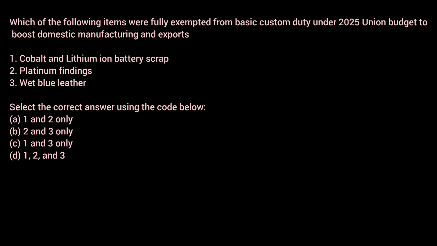Which of the following items were fully exempted from basic customs duty under the 2025 Union Budget to boost domestic manufacturing and exports? 1. Cobalt and lithium ion battery scrap. 2. Platinum findings. 3. Wet blue leather. Select the correct answer using the code below. Option A, 1 and 2 only. Option B, 2 and 3 only. Option C, 1 and 3 only. Option D, 1, 2 and 3. Here the correct option is option C, that is 1 and 3 only.